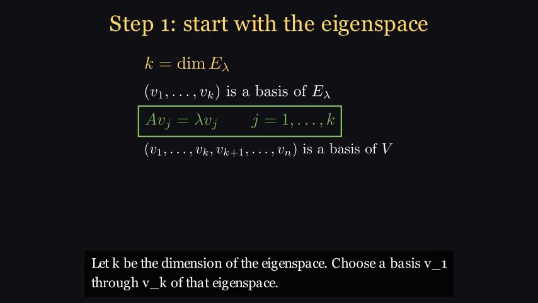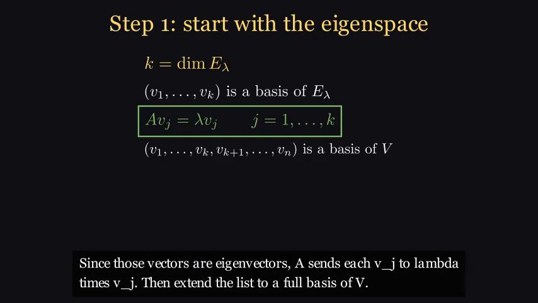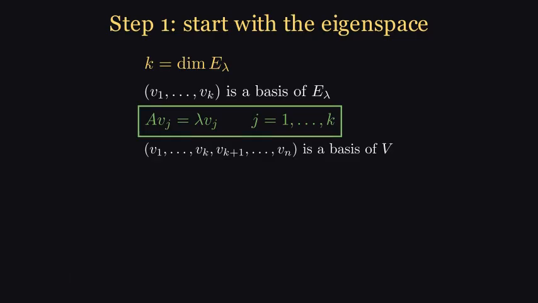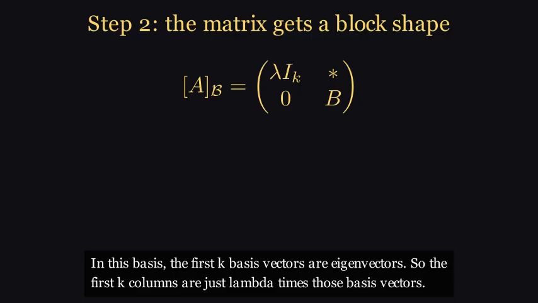Let K be the dimension of the eigenspace. Choose a basis V1 through Vk of that eigenspace. Since those vectors are eigenvectors, A sends each Vj to lambda times Vj. Then extend the list to a full basis of V. In this basis, the first K basis vectors are eigenvectors. So the first K columns are just lambda times those basis vectors.